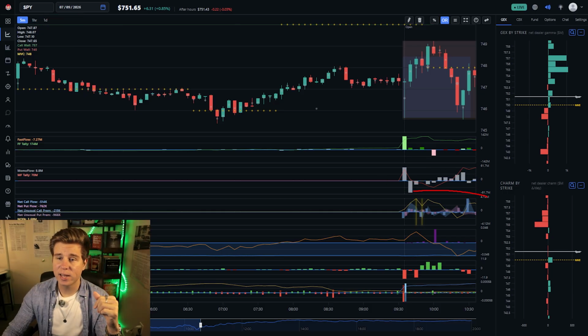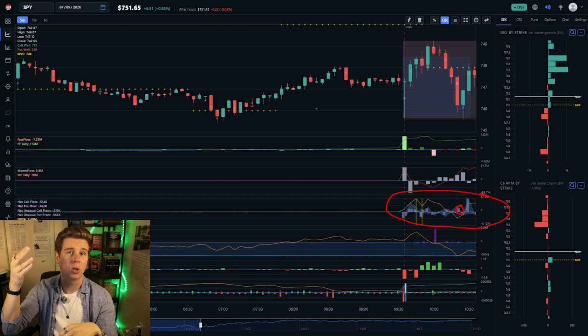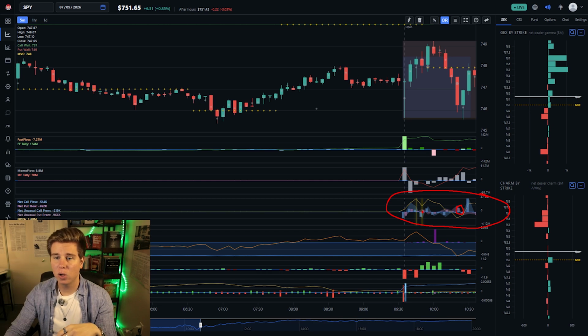Now, the next pane right here is net options flow. And for this one, you have to understand a couple of things. Number one, P purple is for puts. So right here, we have P purple puts. That is going up, which means that puts were bought. And then calls are blue. So right here we have blue calls down, which means that calls were sold.